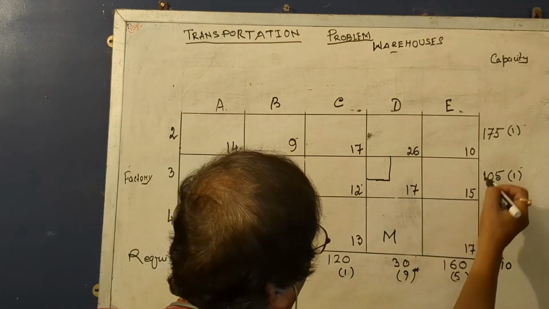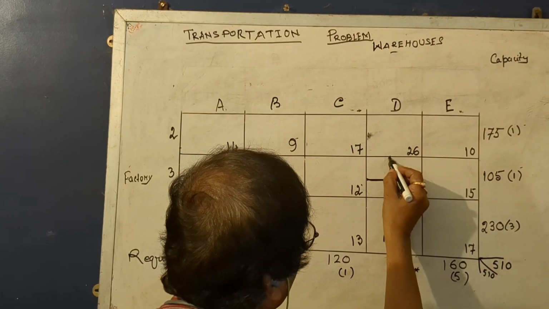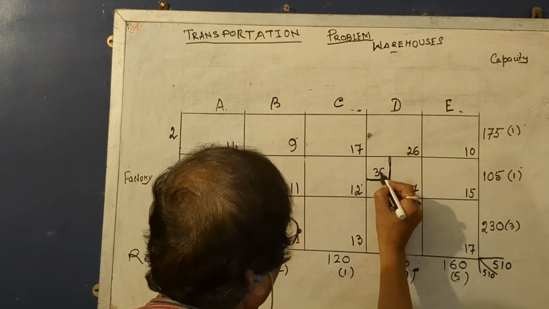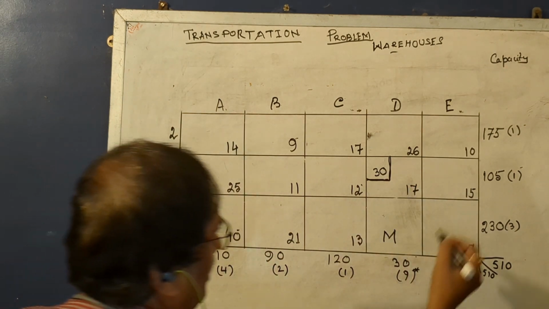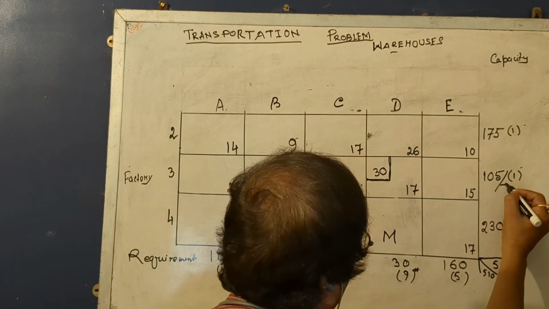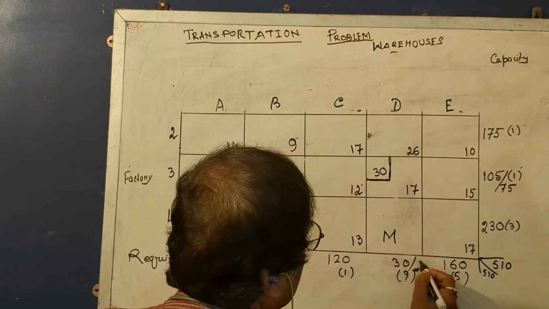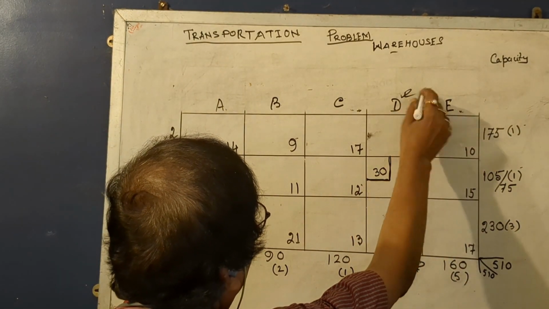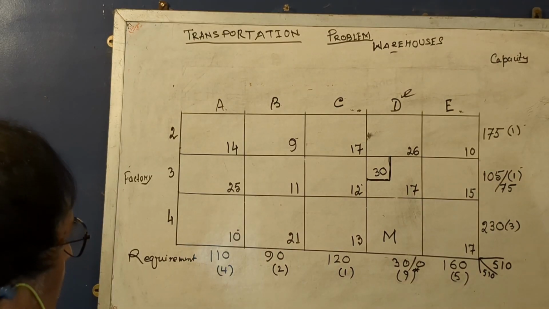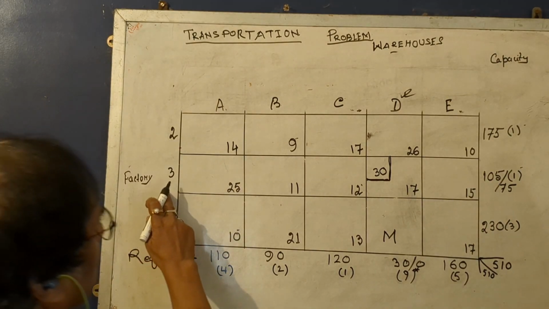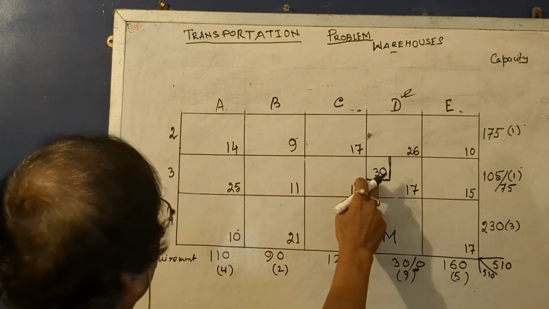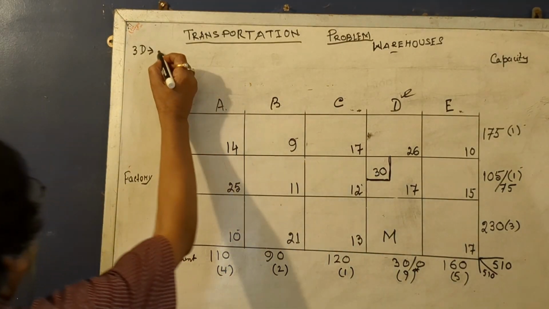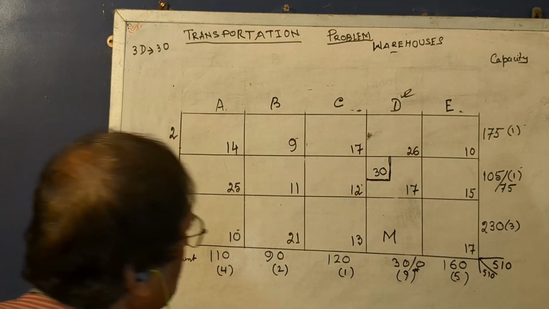So out of 30 and 105, which is the minimum? The minimum is 30. That's why you have to put 30, and the balance requirement is 75, and this is 0. That means the second allocation will be here, D has been fulfilled. Okay, that means you can say the solution is 3D. The allocation is 30. You will just note it down.